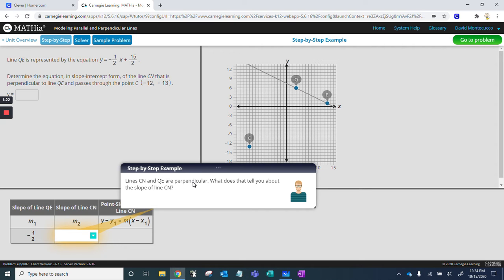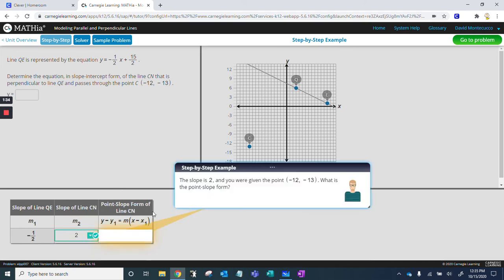Now I'm going to see what happens if I go positive 2/1. Let's see what it does for us. It allowed it. That's cool. The slope is 2. You were given the point -12, -13. What is point slope form? So just copy what it says there. y minus -13 is equal to the slope, our new slope, 2, parenthesis x minus -12. Let's see if it allows that.